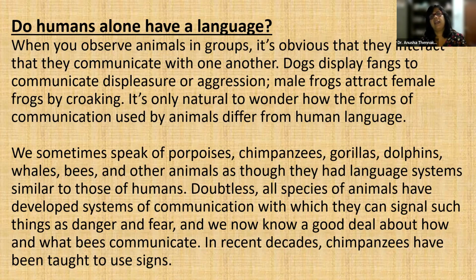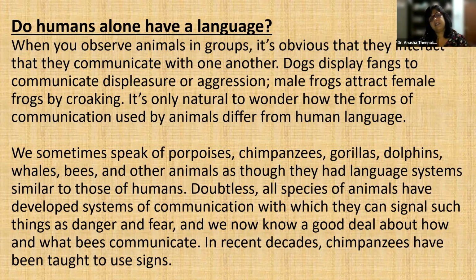Male frogs attract female frogs by croaking. Croaking is the sound made by frogs. It's only natural to wonder how the forms of communication used by animals differ from human language. Actually, there is a difference between how animals communicate and how human beings communicate. That is natural, because how a dog communicates is different from how a bird communicates. In the same way, how a man communicates is different from how animals communicate.